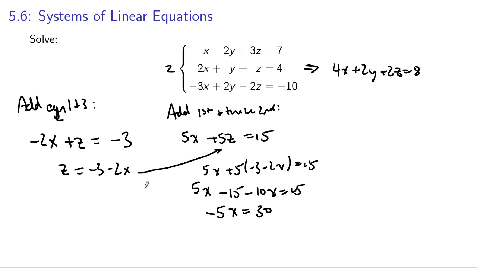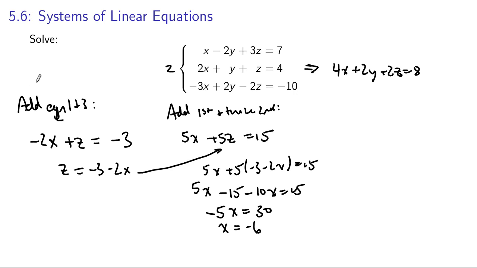Adding 15 to both sides, subtracting 10, we have minus 5x is 30. 5 minus 10 is minus 5. Minus 15, we add 15 to both sides to get 30. So x is 30 divided by negative 5, which is negative 6. So we have the value for x.